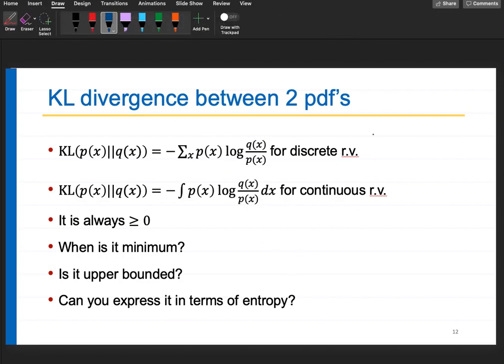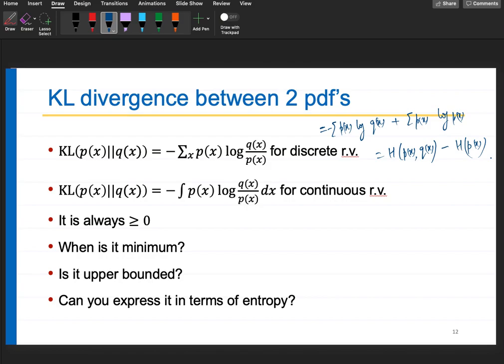So you can say this term is equal to minus summation px log of qx plus summation px log of px, right? What is the first term? It is entropy of p comma q. And what is the second term? Minus entropy of p. So yes, you can write it in terms of entropy.